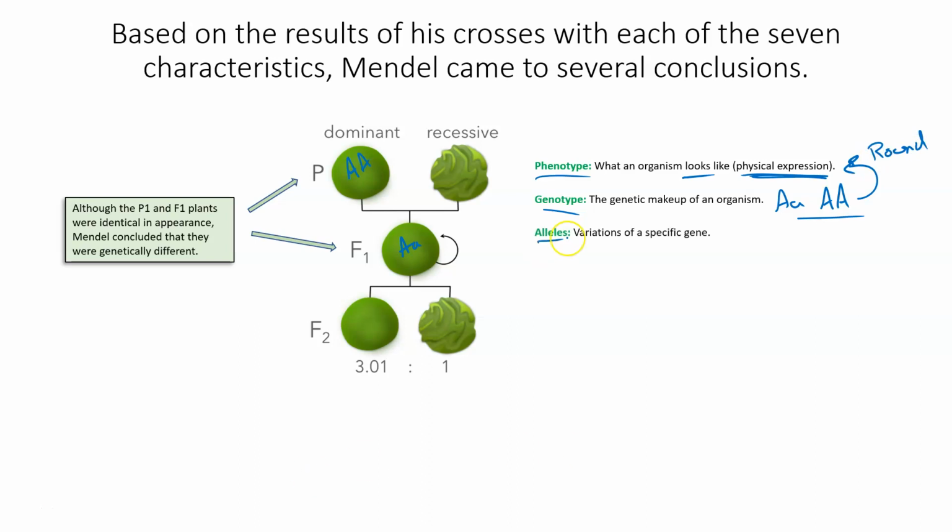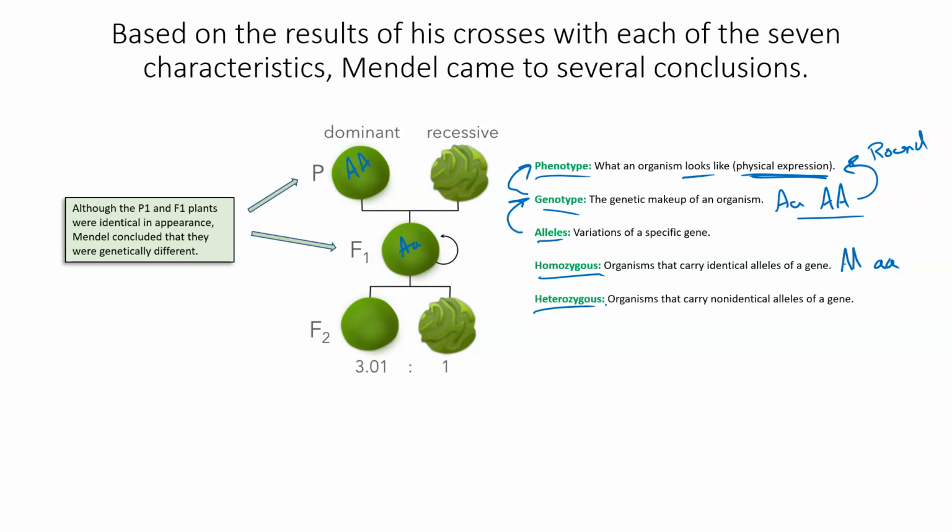More terms would be alleles. These are the variations of a specific gene. Okay, the alleles are the different forms of a gene. If this gene is pea shape, we have two alleles. We have a dominant allele and we have a recessive allele. Okay, the alleles, based on how they assort and how they come together, gives rise to the genotype, which ultimately gives rise to the phenotype. And homozygous is an organism that carries identical alleles of a gene. So homozygous dominant would be big A, homozygous recessive would be little a, and then heterozygous is when an organism carries non-identical alleles of a gene, which would be big A, little a.